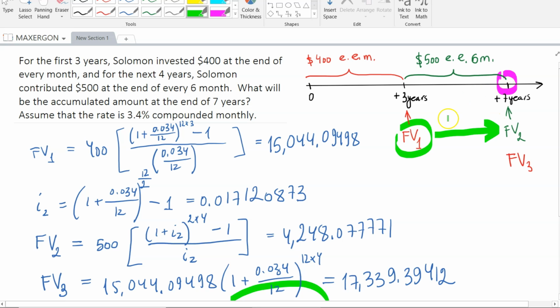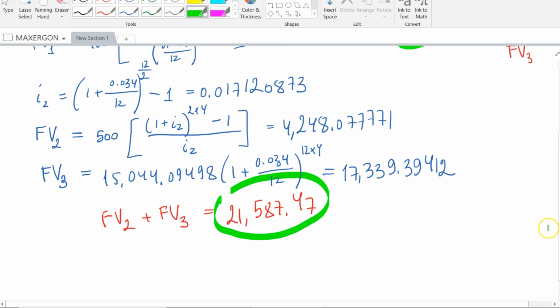Because future value 1 and future value 2 are located at different times, in fact 4 years separate those amounts, therefore we need to find the future value of future value 1. In other words, we need to find future value 3 to ensure that both of those amounts are at the same time where we want them to be, which is at the end of 7 years. After which we are ready to add future value 2 and future value 3, which we did here.